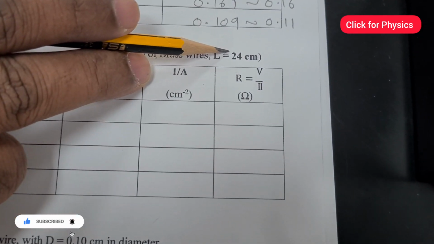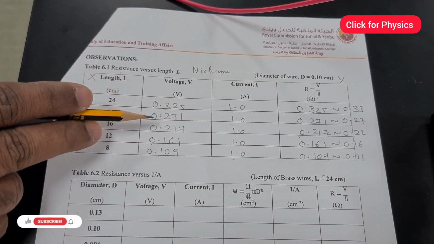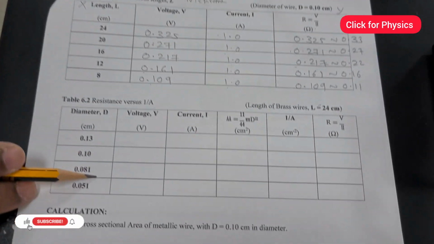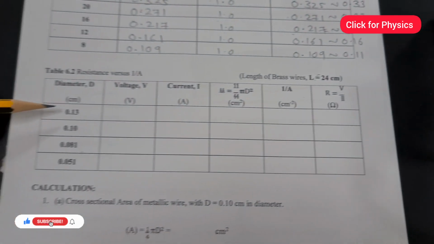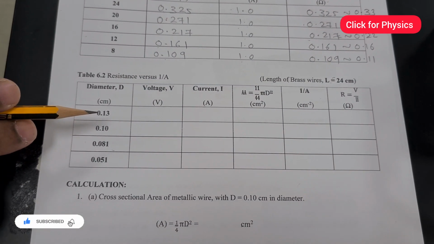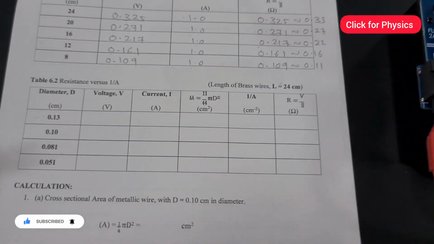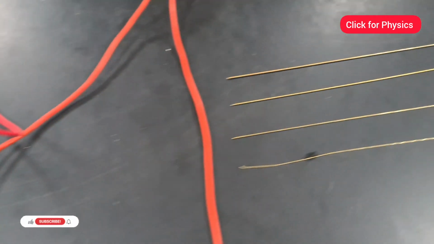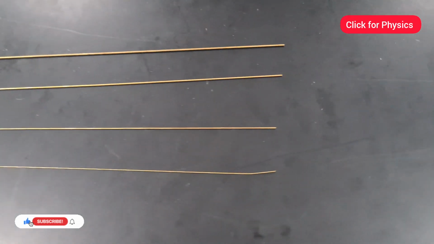In the previous video, we changed the length and then took its respective voltage. But in the second table, we are going to make the length constant, and we are going to take 4 different diameter brass wires. Its diameter values are mentioned here. I can show you what wires we are going to use. If you see these 4 wires, these are brass wires.